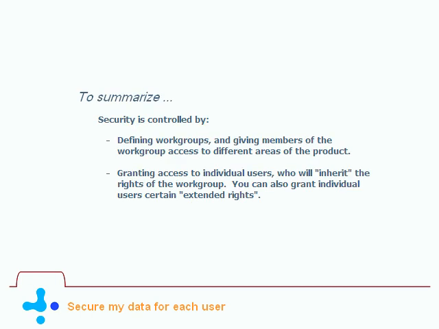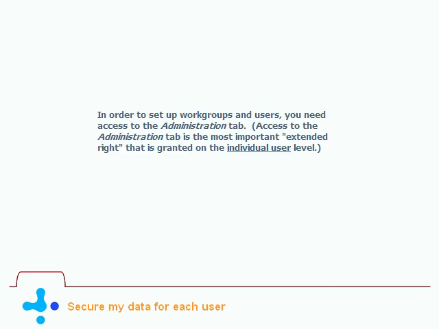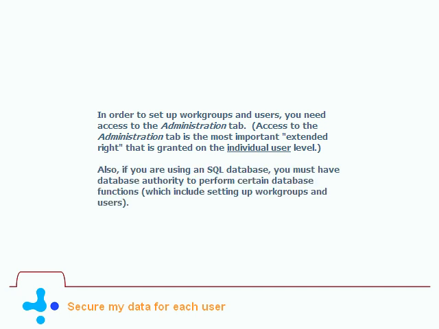To summarize, security is controlled by defining work groups and giving members of the work group access to different areas of the product, then granting access to individual users who will inherit the rights of the work group. You can also grant individual users certain extended rights. In order to set up work groups and users, you need access to the Administration tab. Access to the Administration tab is the most important extended right that is granted on the individual user level. Also, if you're using a SQL database, you must have database authority to perform certain database functions, which include setting up work groups and users.